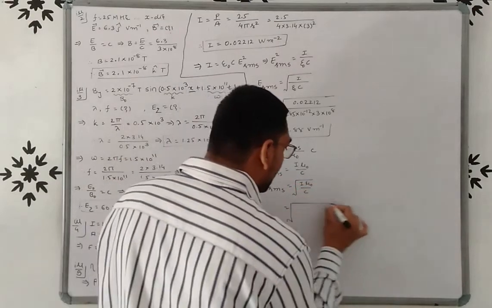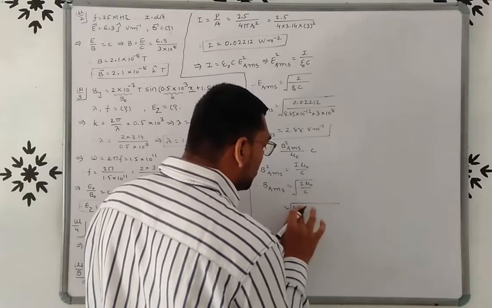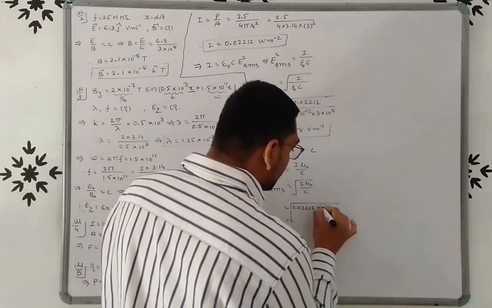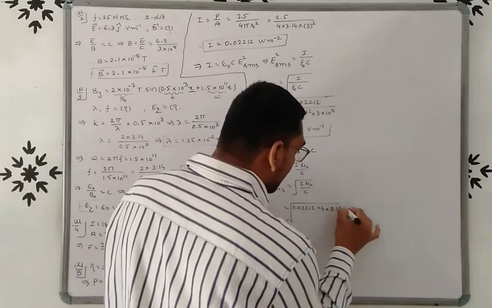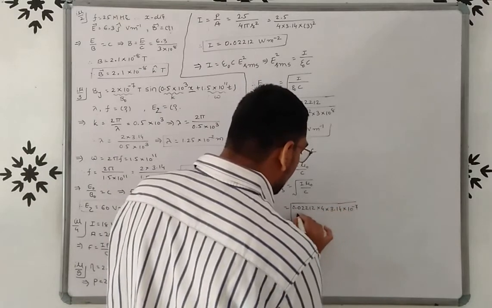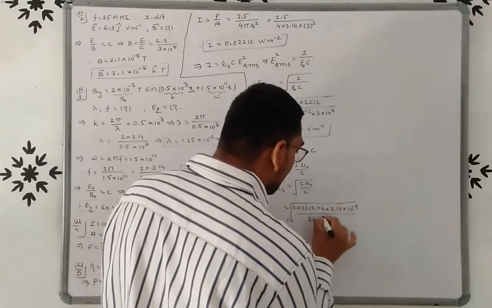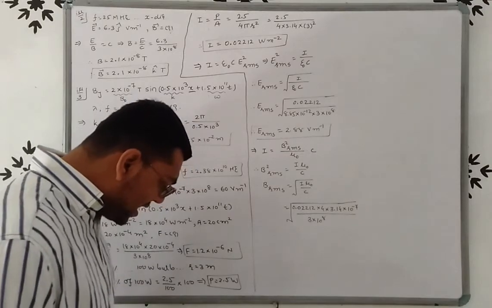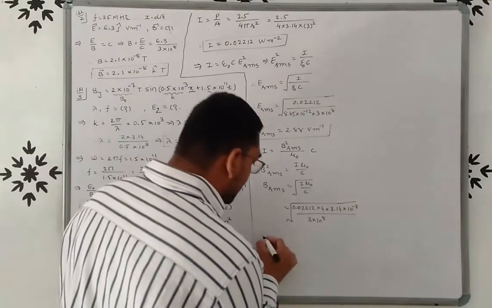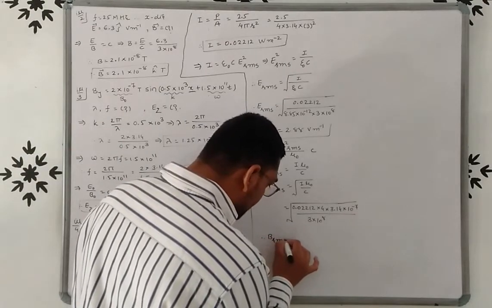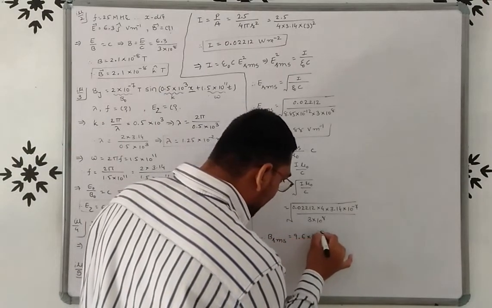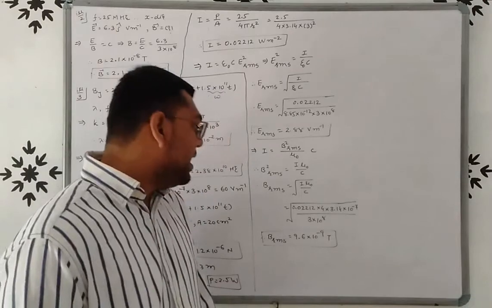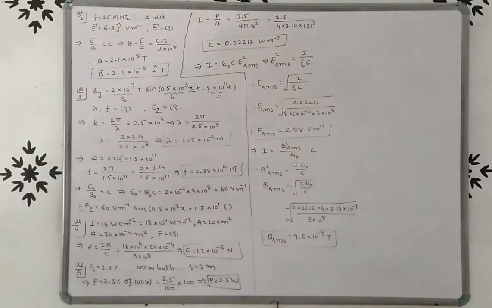So the square root of I, that is 0.02212, into mu 0, that is 4 pi into 10 raised to minus 7, so 4 into 3.14 into 10 raised to minus 7, divided by c, that is 3 into 10 raised to 8. So you will get B RMS as 9.6 into 10 raised to minus 9 Tesla. So this is the value of B RMS, or you can say the magnetic field.